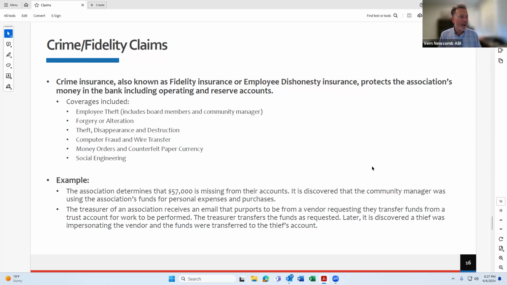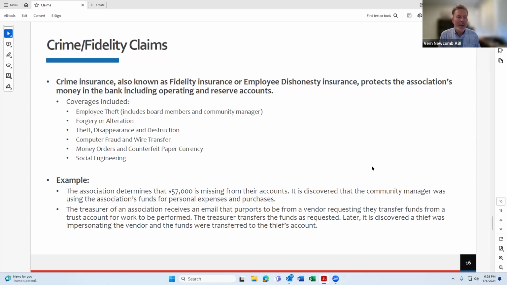And then I'm going to talk about computer fraud. It does include forgery or alterations, disappearance, and destruction. There's not much of an exposure for an association for that, or money orders or counterfeit paper currency, but you do have that coverage. But computer fraud, an example of that might be a third party getting access to the funds via computer.